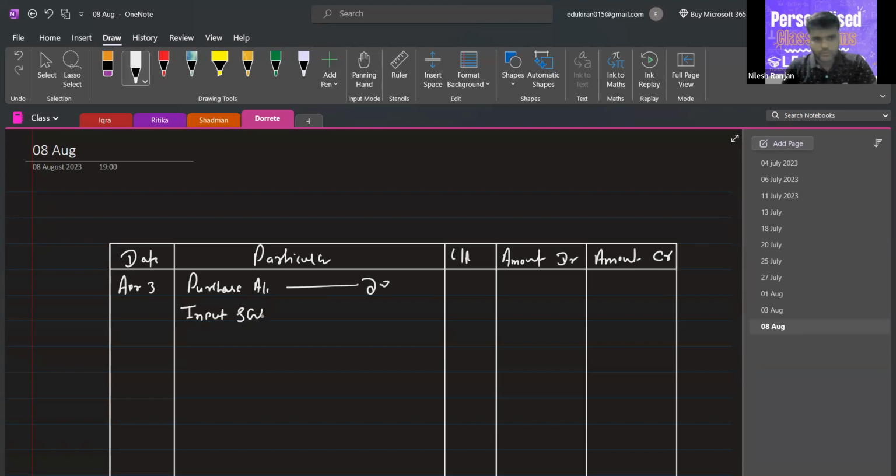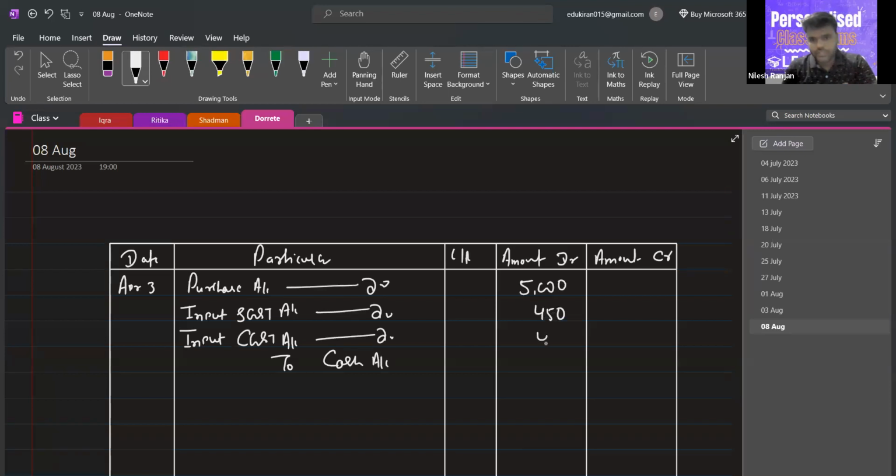Input SGST account debit, input CGST account debit, to cash account. Purchase is 5,000. 9% GST will be 450, and the total is 5,900 on the credit side. Okay.